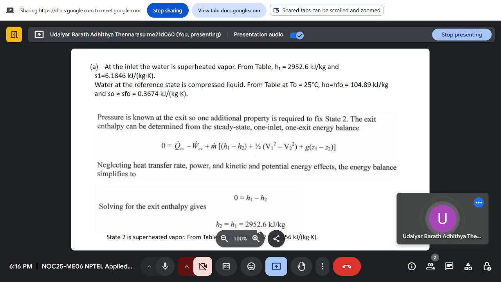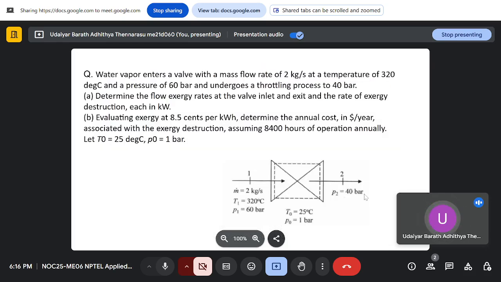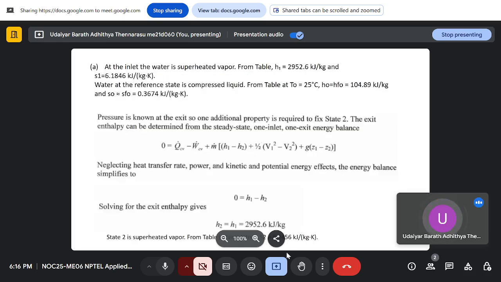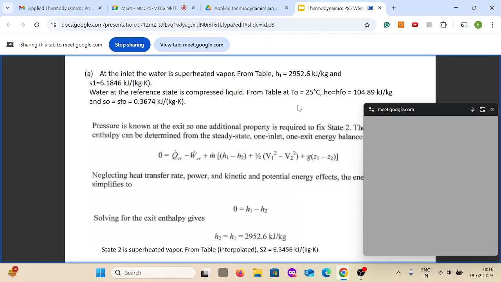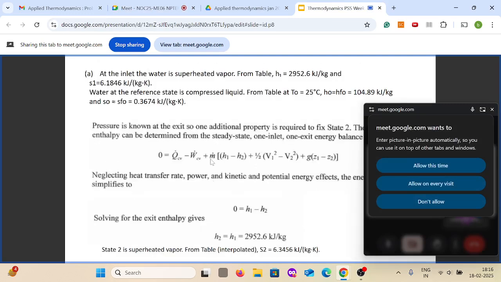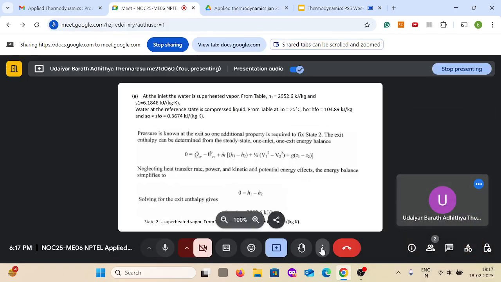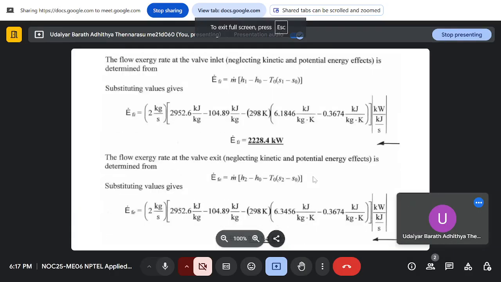So I know enthalpy at exit, and I know the exit pressure as 40 bar. So from the table, for enthalpy of 2952.6 and 40 bar, I get entropy as 6.3456. So now I know the inlet enthalpy and entropy and exit enthalpy and entropy. Now I can estimate my flow exergies.